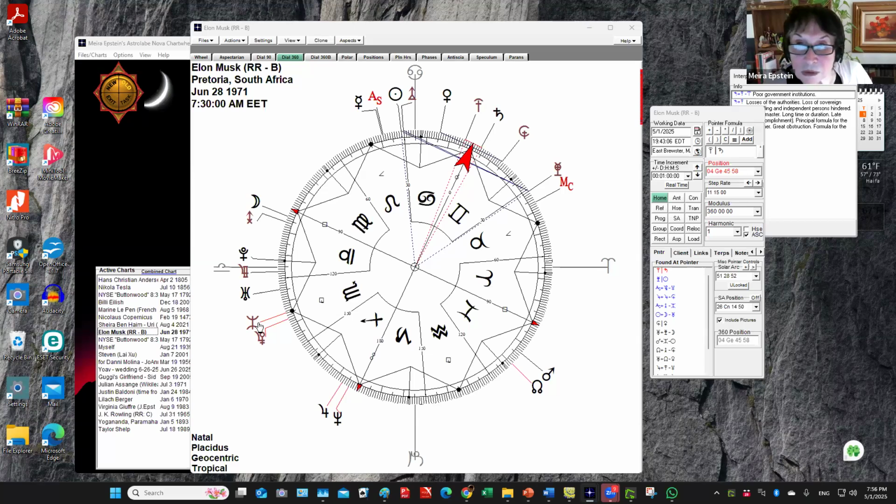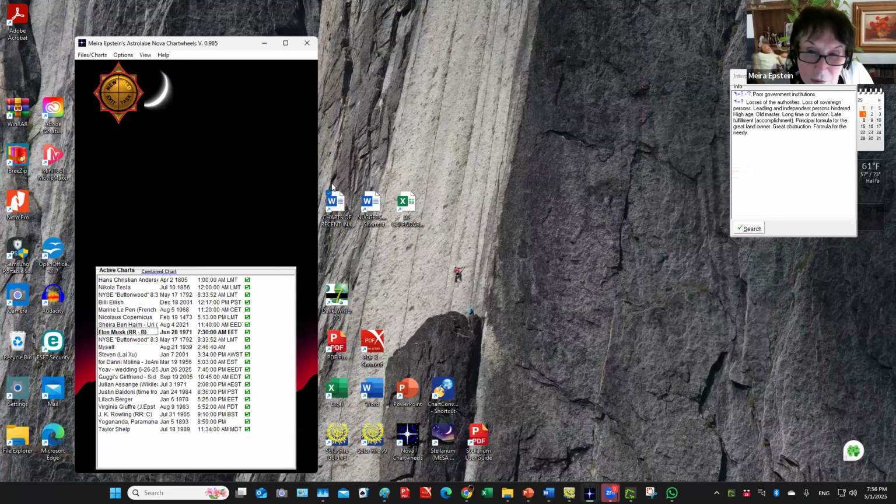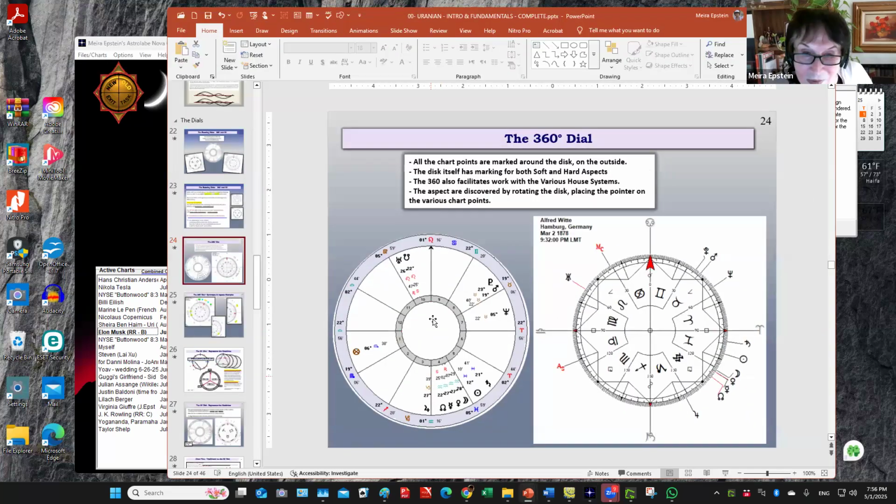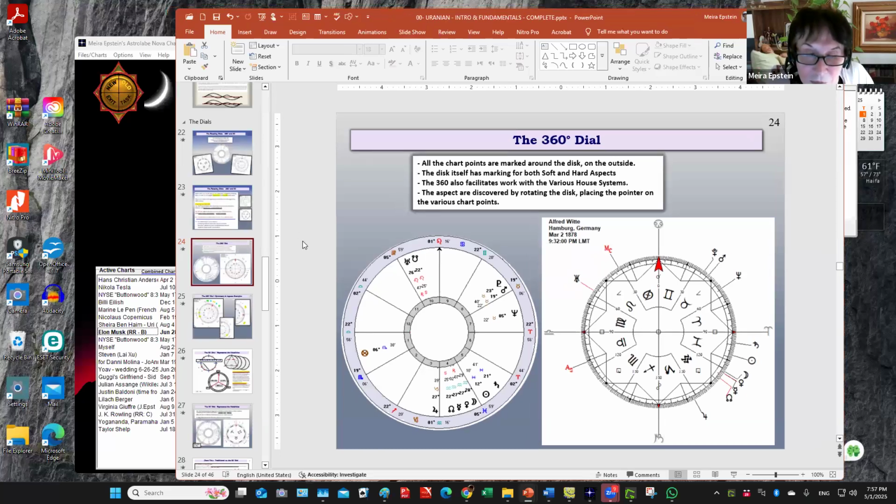Okay, so this is how I want to use Elon Musk for the 360. And now I'm going to move to the 90. The 90 is the jewel in the crown, I call it. Love it. The 90, I cannot live without it. So how does the 90 dial operate and how is it created? What's behind it?